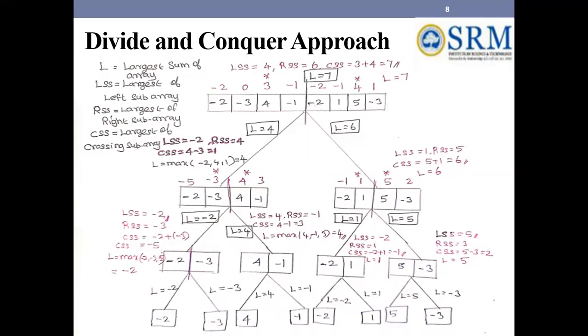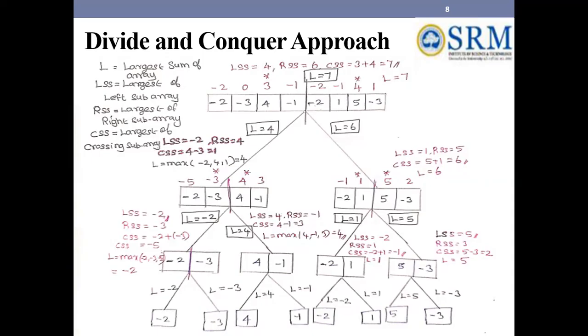So take the maximum. The star represents the maximum in the left part and the next star represents the maximum in the right part. So here in the left side, minus 5, minus 3, the maximum is minus 3. And on the right side, 4 and 3, the maximum is 4. So add these two values, maximum in both sides: minus 3 plus 4 is 1. Now we know the CSS value. So find out the maximum. L equal to maximum of minus 2, 4, 1. The maximum is 4. Again, this process is repeated for the right subtree also.